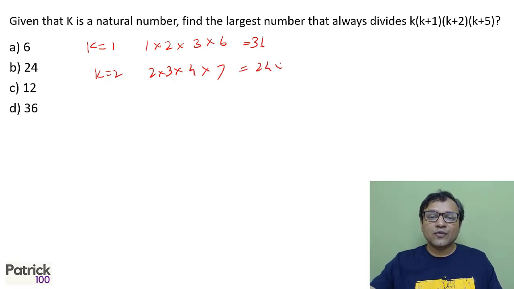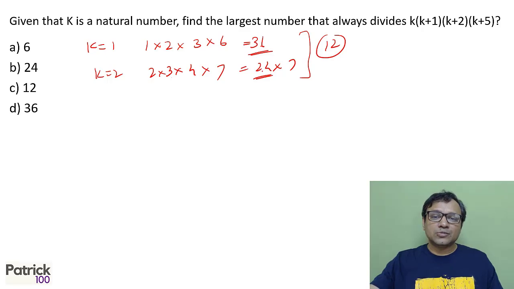So here it's a multiple of 36, and a multiple of 24. The common thing in both is just 12. Common factor: 2 square and 3. Because when K equals 2, there is only one 3, and in both there are two 2s, so 12. So you can mark C, 12. If you want, you can check with one more number. It doesn't go below 12.